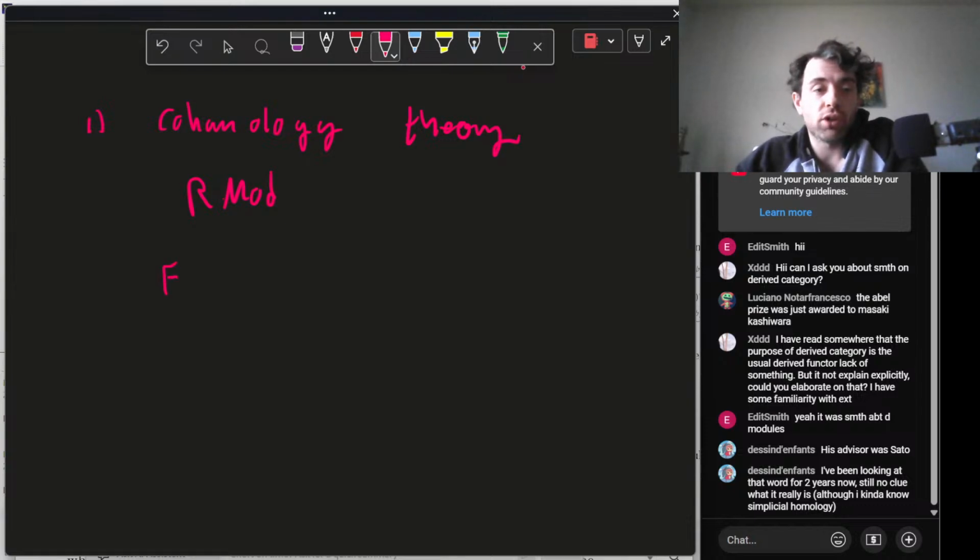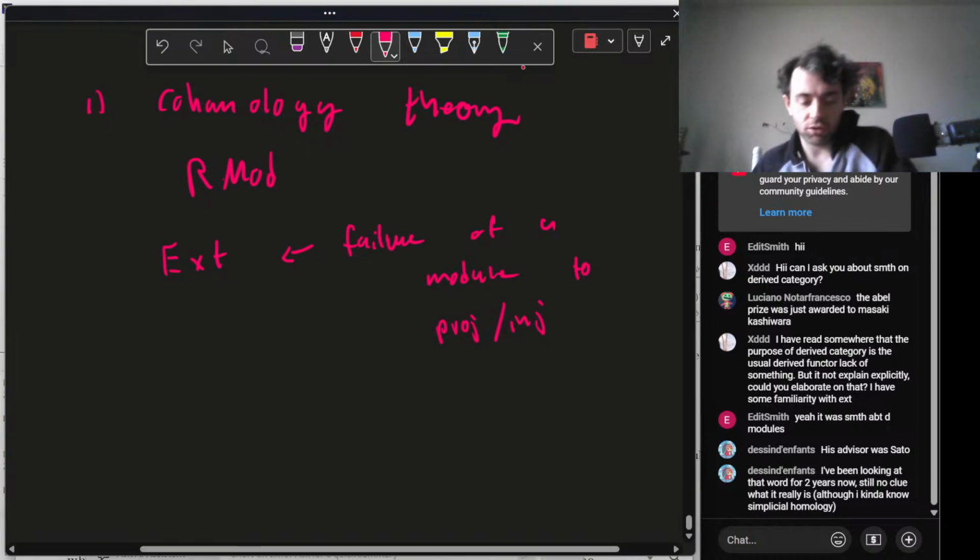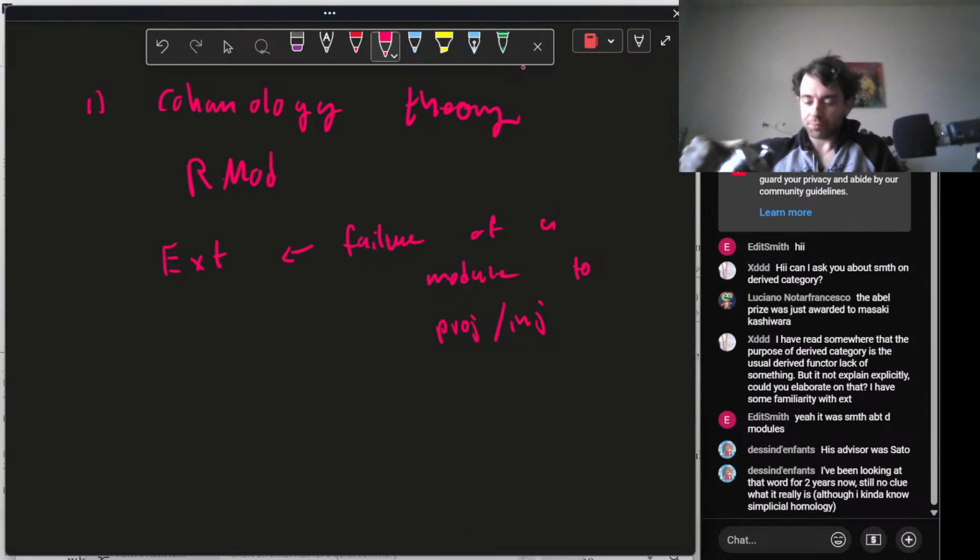You said you're familiar with Ext, right? And in some sense, Ext measures the failure of a module to be projective or injective, right? The Tor functor measures the failure of it to be flat. So there are all these sorts of uses for cohomology.